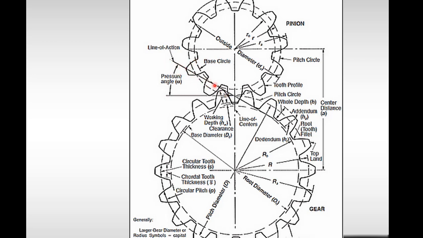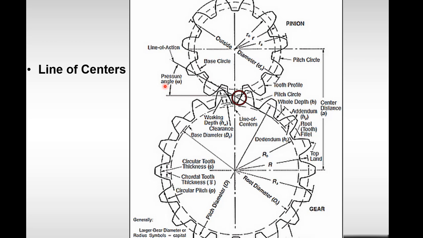This line of action is, as the gear teeth start to mesh, the point of contact between the two gears. And the pressure angle is the angle, if you look at this horizontal line, the line that's tangent between the two pitch circles here, right? And then you look at this line right here, which passes through that intersection but is tangent to the base circle. So that's how the pressure angle is defined.